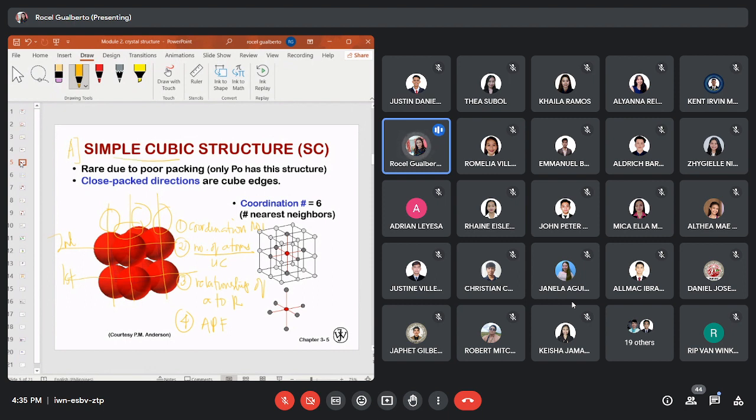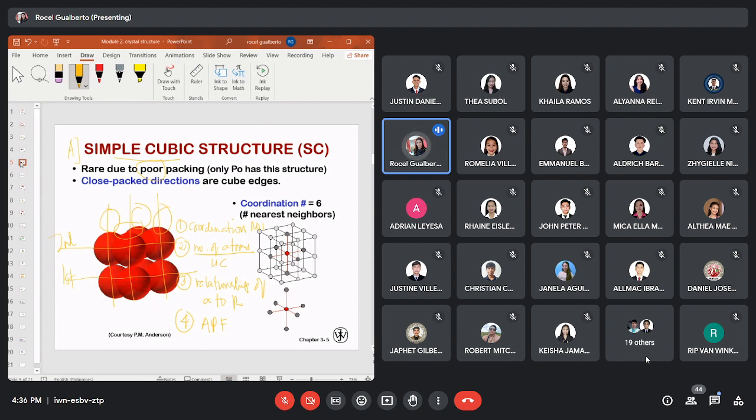Okay, so simple cubic, yan po yung arrangement, one over the other. Yung second layer is directly placed above doon nung first layer. Yan po yung nangyayari dito sa packing na ito. So this is rare due to poor packing. Bakit po ba naging poor ang category niya? And why is it rare? Kunin po natin yung apat na ito para i-determine why it is considered a poor packing.